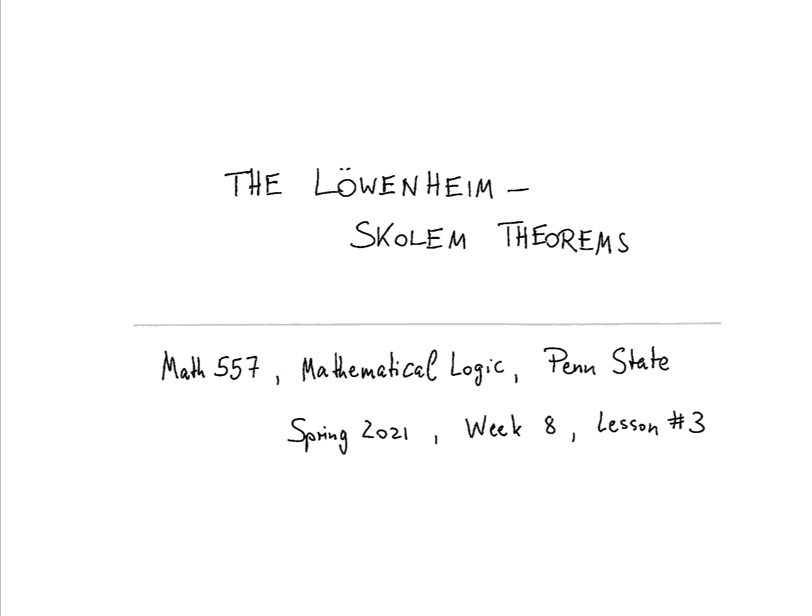We now come to the Löwenheim-Skolem theorems. These theorems tell us that it's always possible to find elementary substructures or elementary extensions of a given structure of almost arbitrary cardinality in the infinite realm. And the only restriction is actually provided by the cardinality of the language.